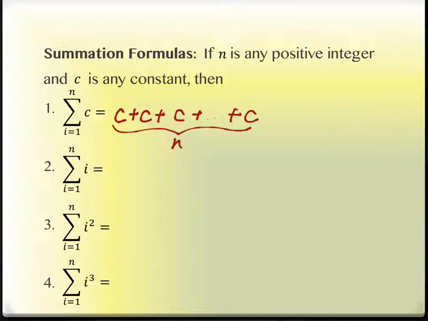N times C, so it's multiplication. Yeah. So this is actually N times C or C times N. So however many terms you have, you simply multiply that constant number times the N. Okay? This has actually got a name. It's in your notes for those of you who have them. This is called the sum of constants.